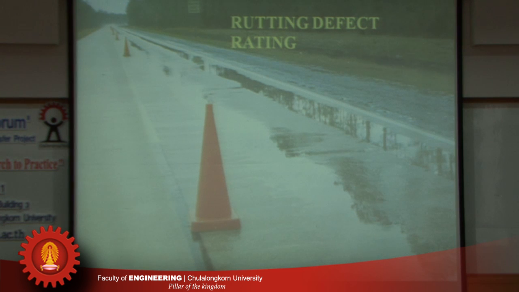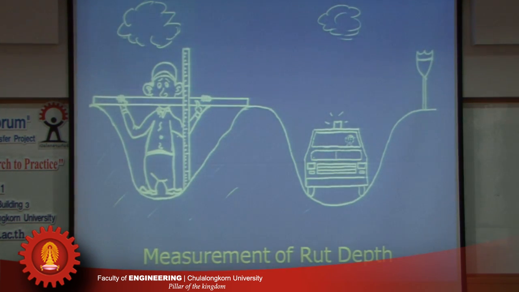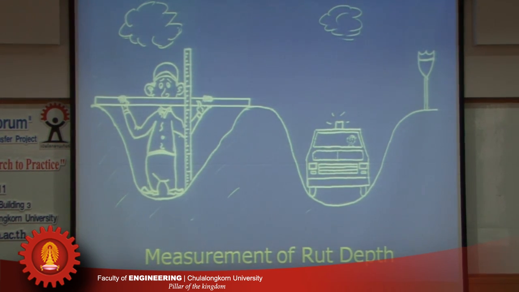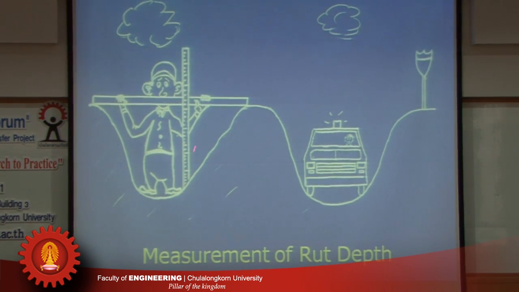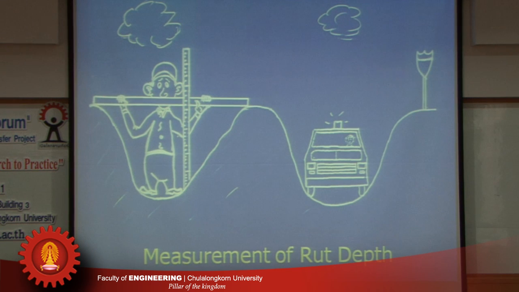Okay, so that covers the evaluation for ride quality and roughness. Next, we want to cover how rutting defects are rated. What is rutting? Rutting is the permanent deformation of the pavement surface along the wheel path, and this usually happens only on flexible pavement. Typically, to measure rut, you would put a horizontal bar across the pavement, and you find the deepest distance with respect to this bar, and that's the rut depth.